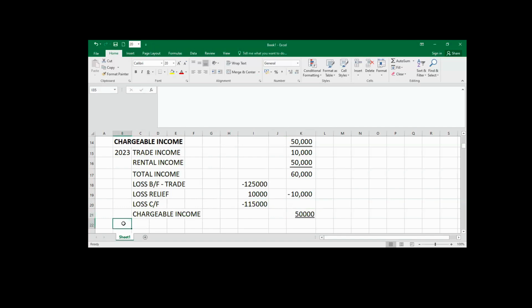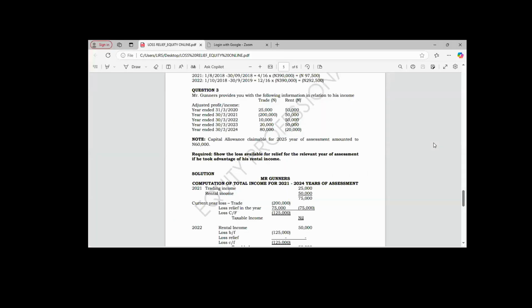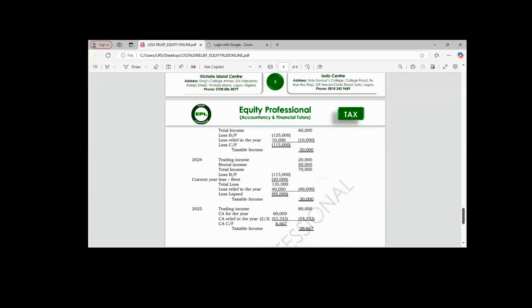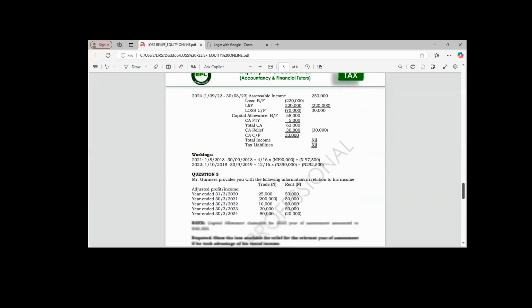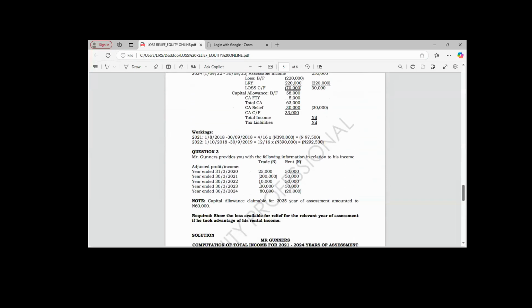After 2023, we move to the next year, which is 2024. In 2024, we also need to look at what happened. Go back to our question. 2024, which is for the year ended 33/2023. We have income from trade 20,000 and income from rent 50,000. So we have 20,000 and 50,000.